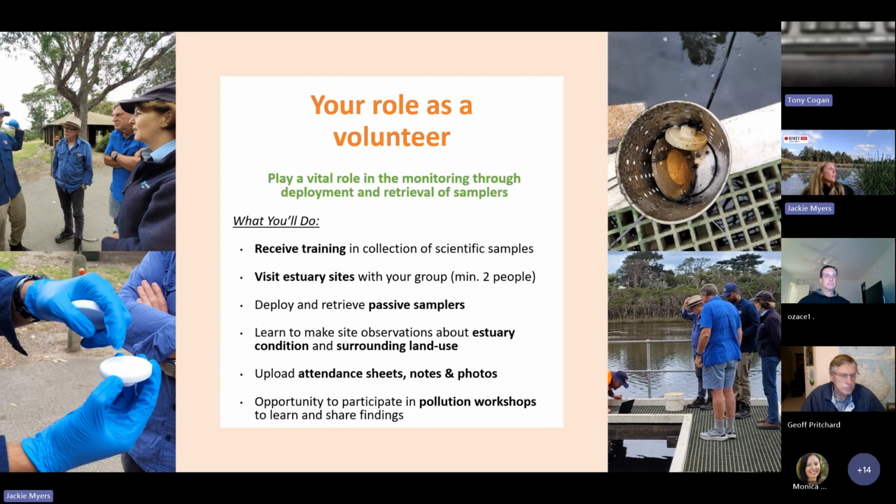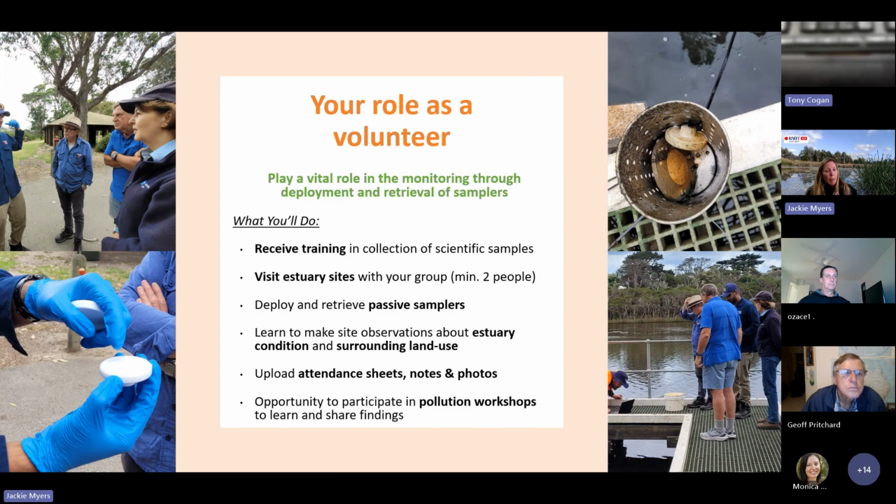Right, so we've provided a summary of the project and the processes, and now I want to talk about your role as a volunteer in the project. We do have many partners involved, and their roles and responsibilities are outlined in the training manual. But as a volunteer, you will play a really vital role in the monitoring program by deploying and retrieving the passive samplers. This is central to our efforts to effectively monitor and identify contaminants in our local estuaries and bays.